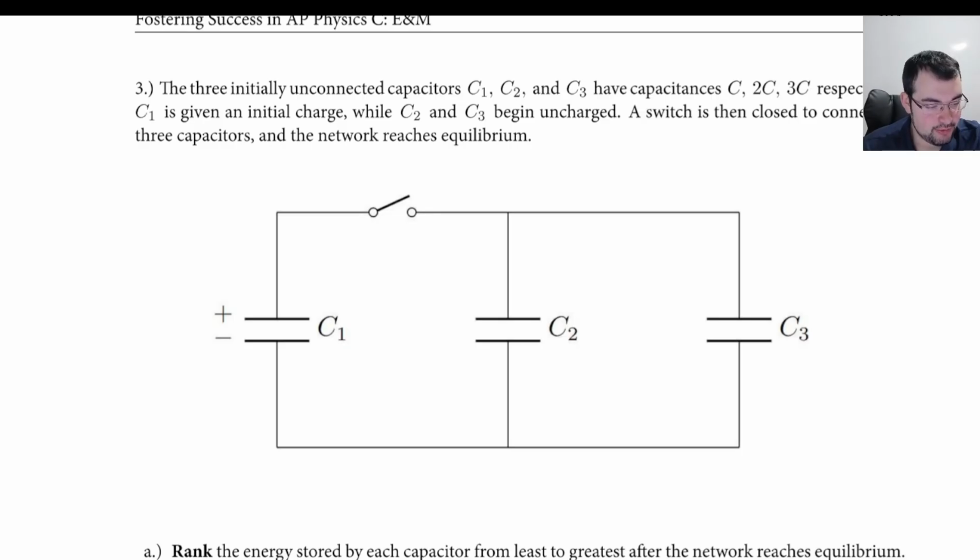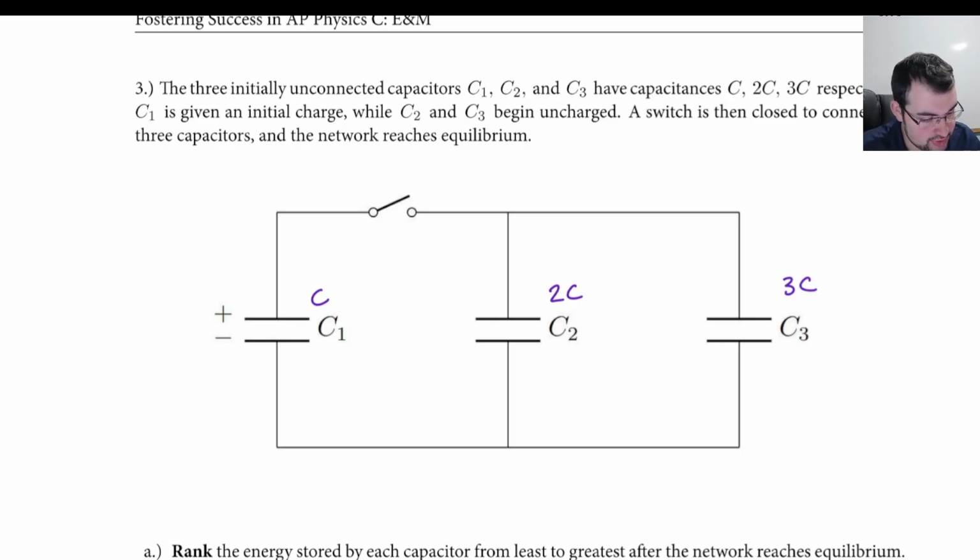All right, now we have a bit of a ranking to do here. The 3 initially unconnected capacitors have capacitances C, 2C, and 3C in order. So this is C, this is 2C, and this is 3C. A switch is then closed to connect the 3 capacitors, and then the network reaches equilibrium. Rank the energy stored from least to greatest after reaching equilibrium. So only this capacitor is charged, not that it actually matters.